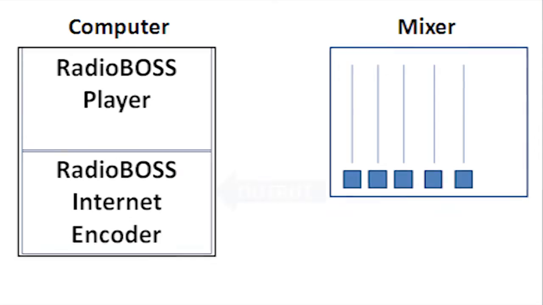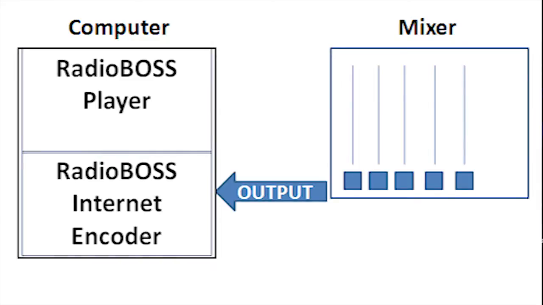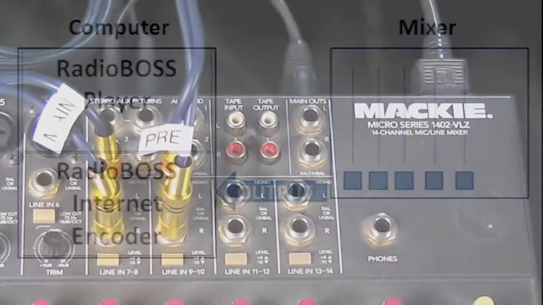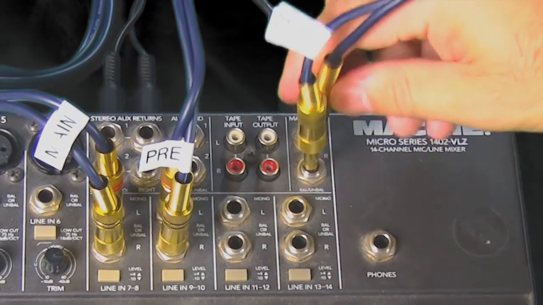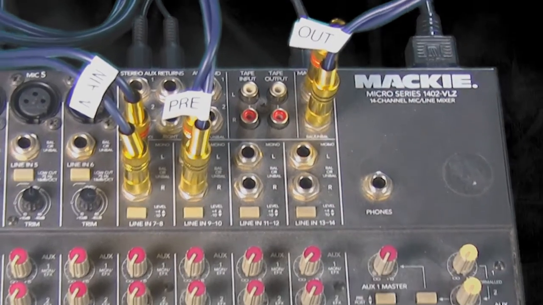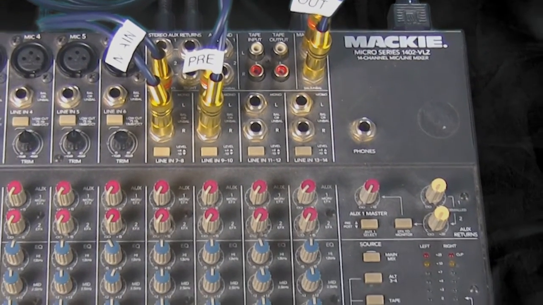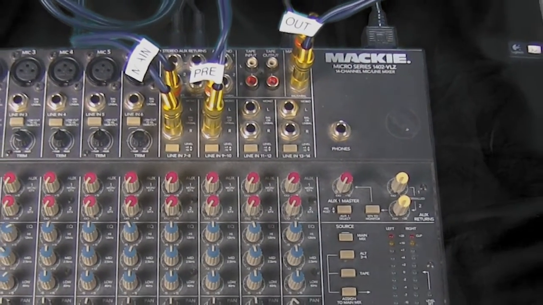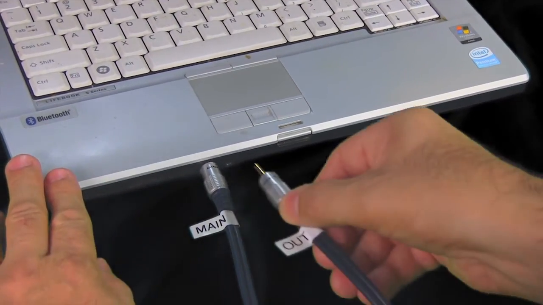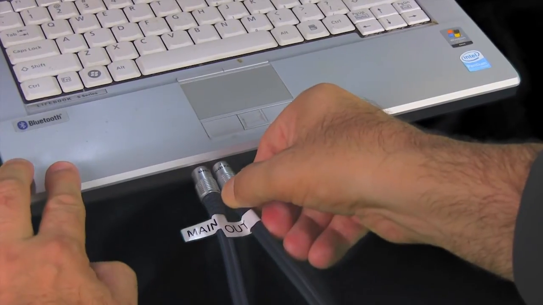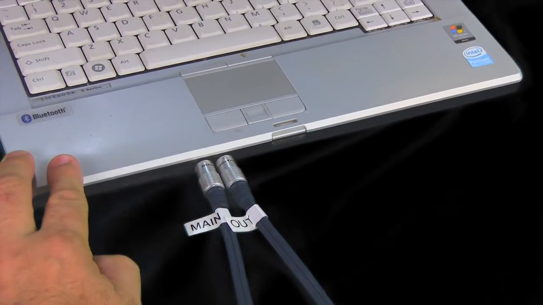Now we need to set up the output from the mixer back into the computer. Let's get this final audio cable, plug it into the main out of your mixer, and then take the other end, the 3.5mm stereo jack, and plug that back into the microphone input or the microphone plug of your computer.